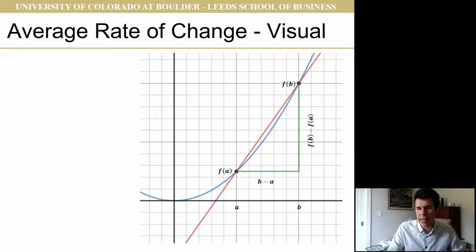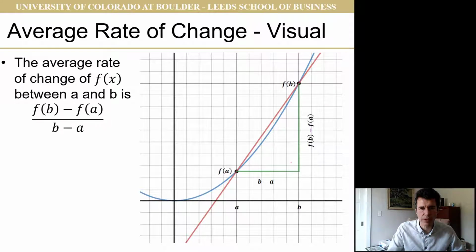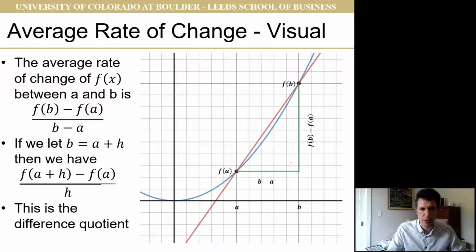Now visually, we can see here's our function in blue. We draw a line going through the points f of a and f of b. And we can see the slope of that line is f of b minus f of a over b minus a. So that's the average rate of change. And again, we can write that as the difference quotient.